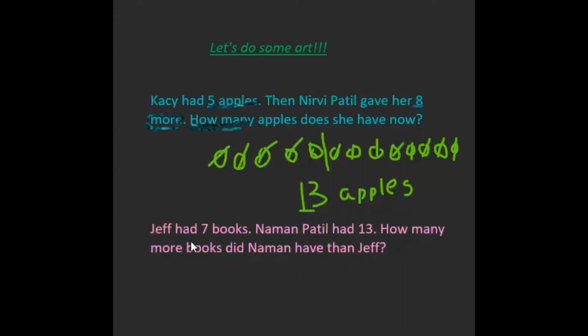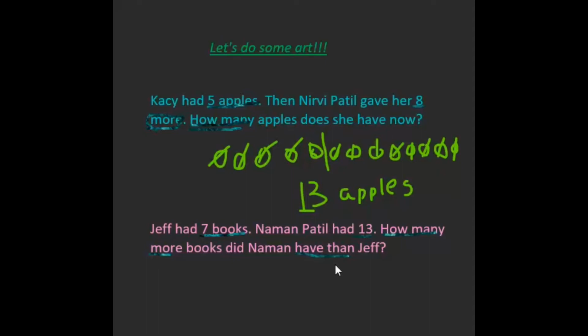Okay, so let's underline the keywords here. So 7 books, and I had 13. And then it's asking how many more books. So "how many more books" is also key, and "have then" is also key. These two phrases mean that we're going to have to subtract to find how many more, because we know that I have the greater number of books.